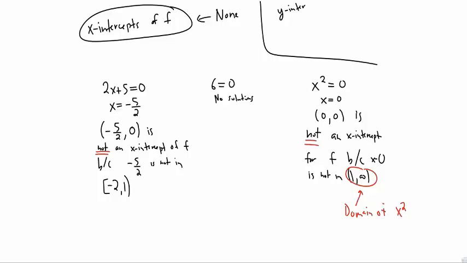How about a y-intercept? Well, 0 is in the domain of f. And f of 0 is equal to 2 times 0 plus 5, which is 5. So there is a y-intercept, and it's (0, 5). Let's graph this function.